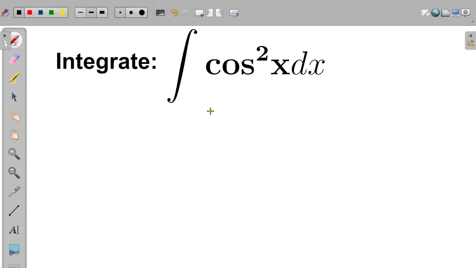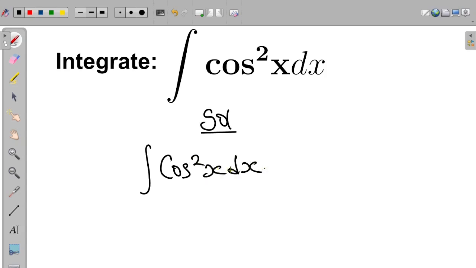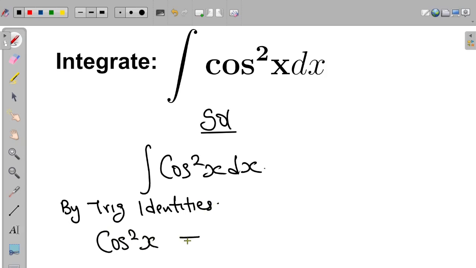In this video, we are asked to integrate cos²x dx. So we have that integral of cos²x dx. Now, for us to integrate this function here, we have to introduce the standard trig identity. So recall that by trig identity, cos²x is equal to 1 plus cos 2x divided by 2.